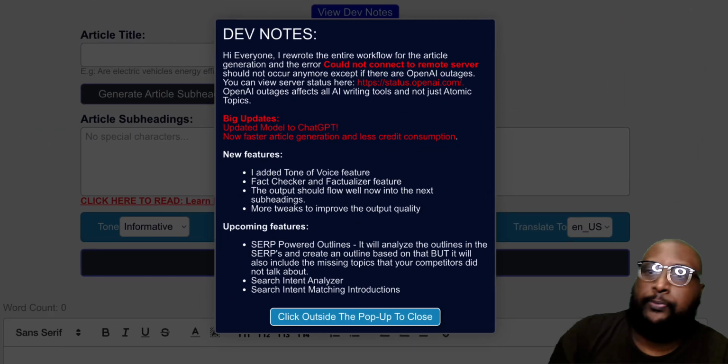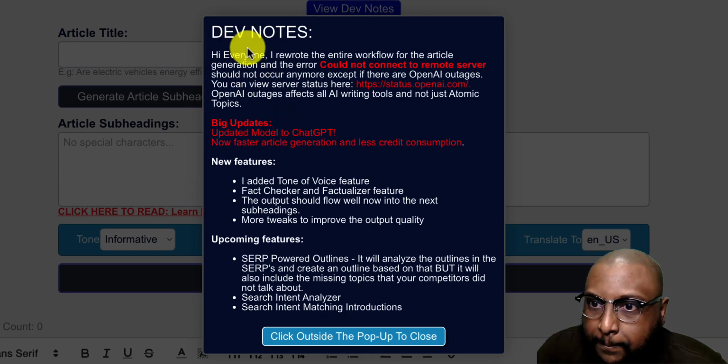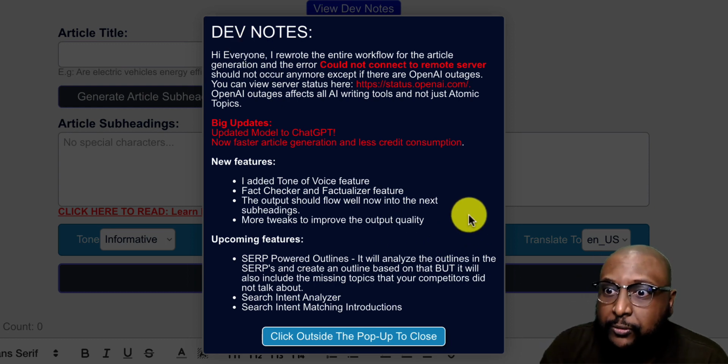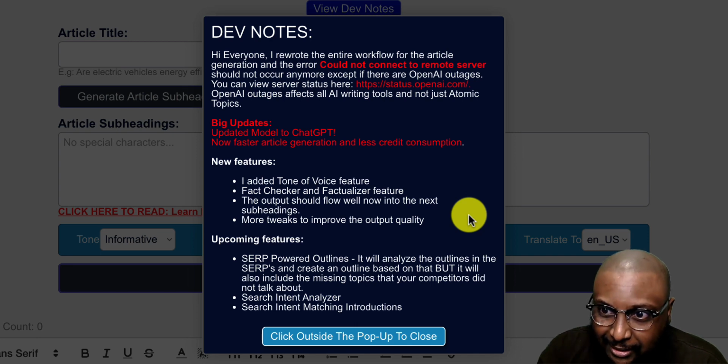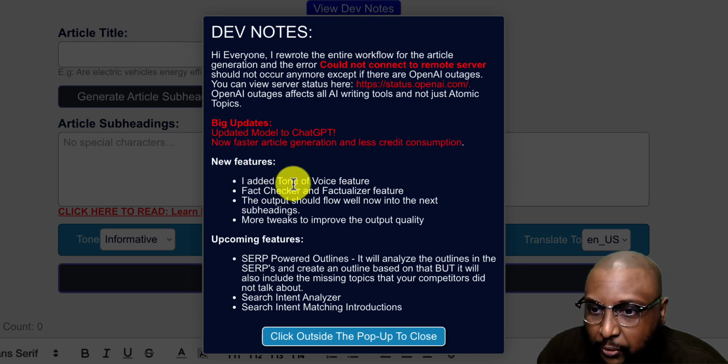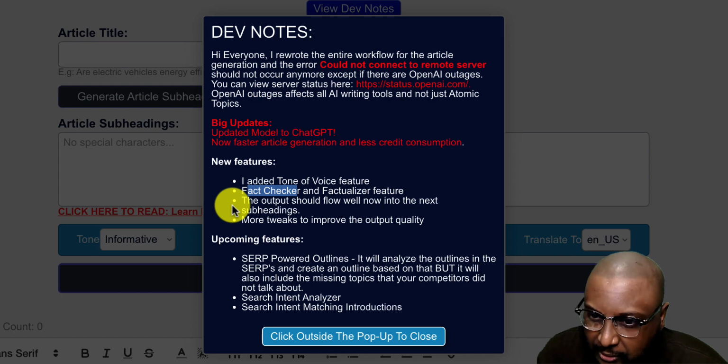Here's their dashboard. And it says from the dev, right? It says, "Hi everyone, I rewrote the whole entire workflow for generating and the error could connect to remote." Okay, this is just talking about possible errors, right? And they've updated to the ChatGPT model to make these facts or generate articles. So articles are much faster and consume less credits apparently. They've also added a tone of voice, fact checker and factualizer feature. Also, the output should now flow into the next with subheadings.